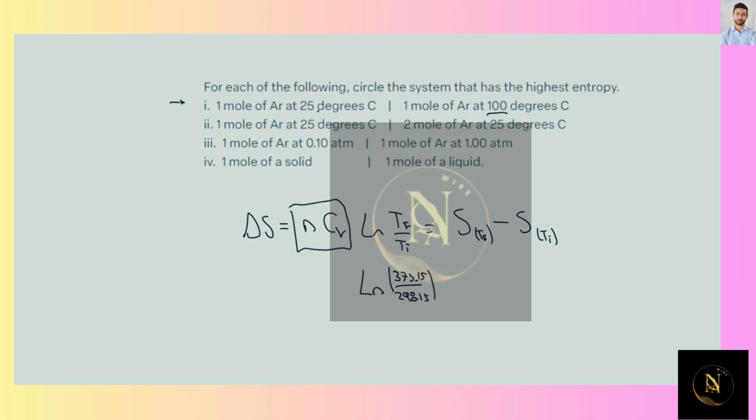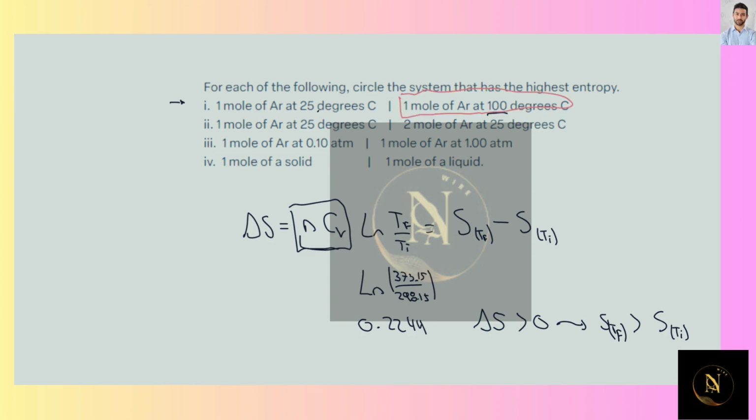As you can see, this quantity is going to be positive and it would be equal to 0.2244. Okay, so that means that delta S is going to be larger than 0 because n and Cv are going to be positive quantities. Thus, the entropy at the final temperature is larger than the entropy at the initial temperature of 25 degrees. So in this case, the answer would be the second system.